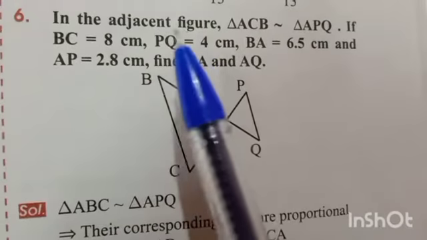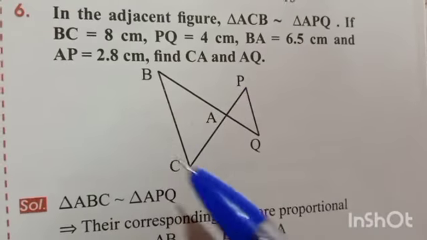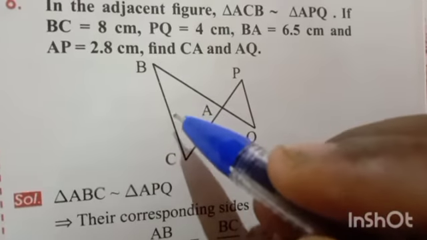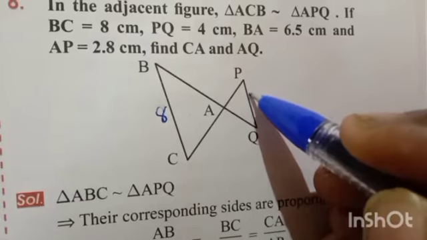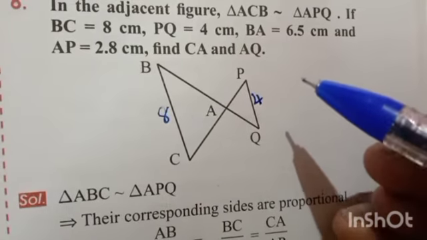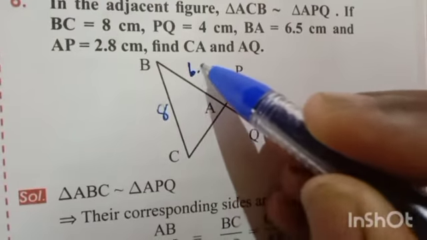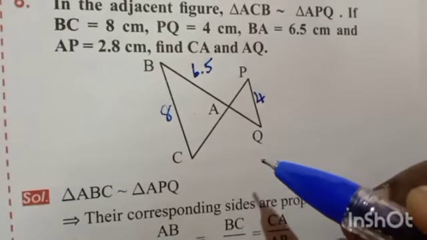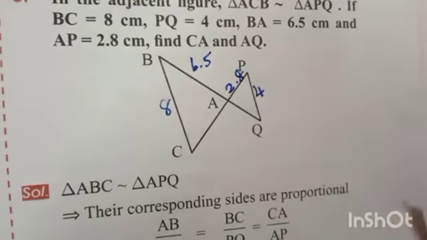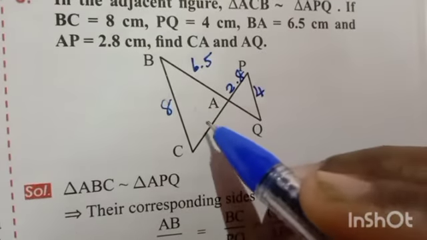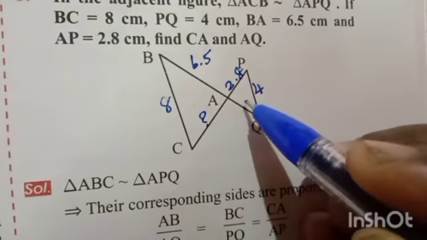Students, what measurements are given? First, you have to draw the diagram and mention them. BC is equal to 8 centimeter. PQ is equal to 4 centimeter. BA is equal to 6.5 centimeter. And AP is equal to 2.8 centimeter. We want to find CA and AQ.